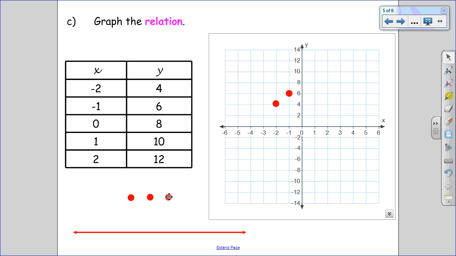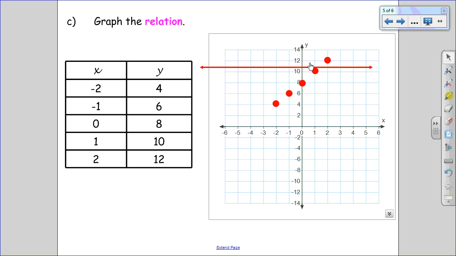The next point is (0, 8), so I start at my origin. There's no left and right movement. I go up to 8. Then (1, 10): start at the origin, go in a positive direction 1, and then a positive direction up 10. Then (2, 12): start at my origin, go in a positive direction 2 to the right, and a positive direction up to 12. And then I can draw my straight line through my graph.